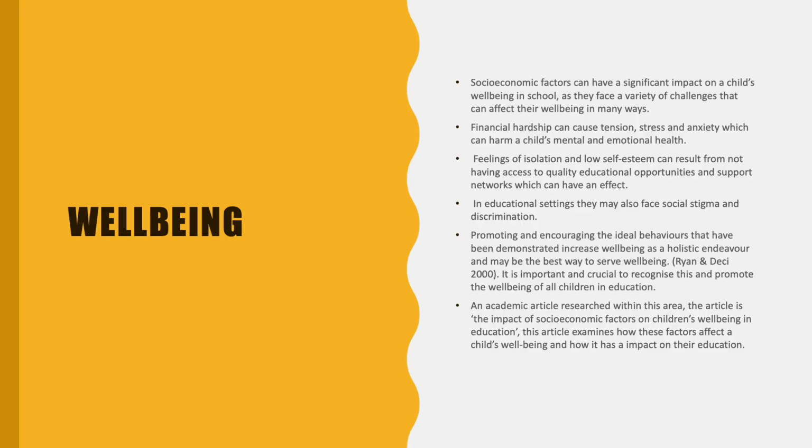Well-being. Socioeconomic factors can have a significant impact on a child's well-being in school, as they face a variety of challenges that can affect their well-being in many ways. Financial hardship can cause tension, stress, and anxiety, which can harm a child's mental and emotional health. Feelings of isolation and low self-esteem can result from not having access to quality education opportunities and support networks. In educational settings, they may also face social stigma and discrimination.